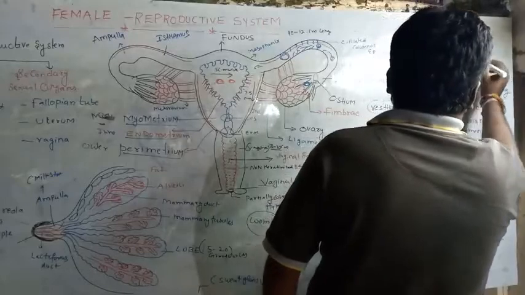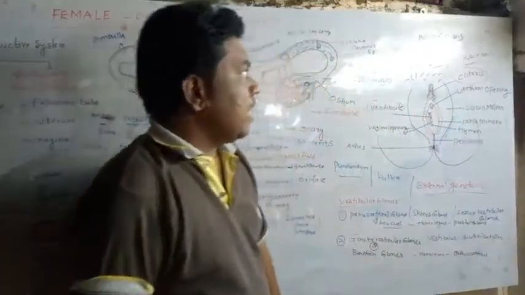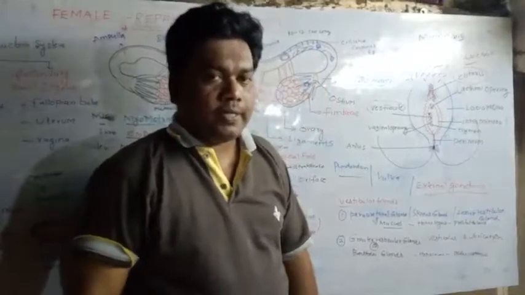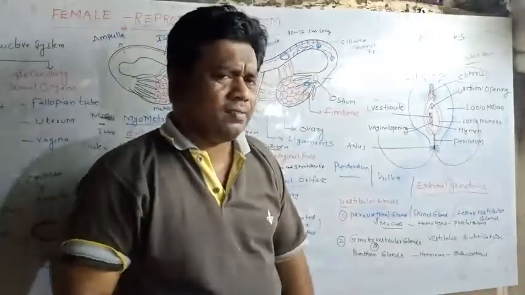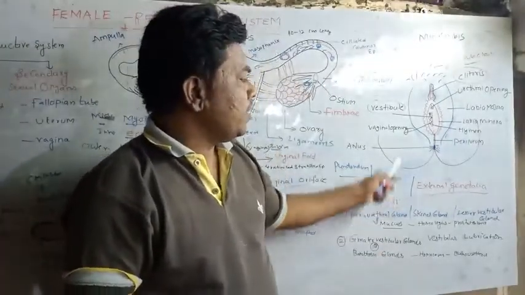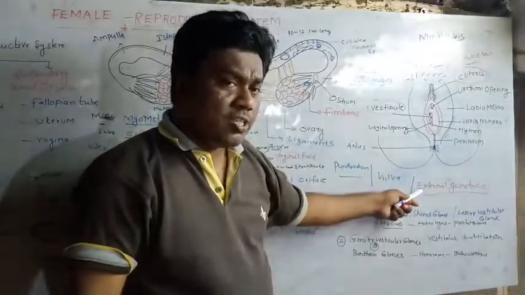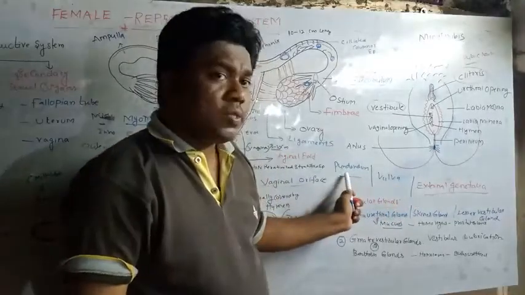These pubic hairs arise at the time of puberty. So that is a secondary sexual character in female organisms. Okay, right? So what is the external genitalia? External genitalia is also known as the vulva. It is also known as the pudendum.